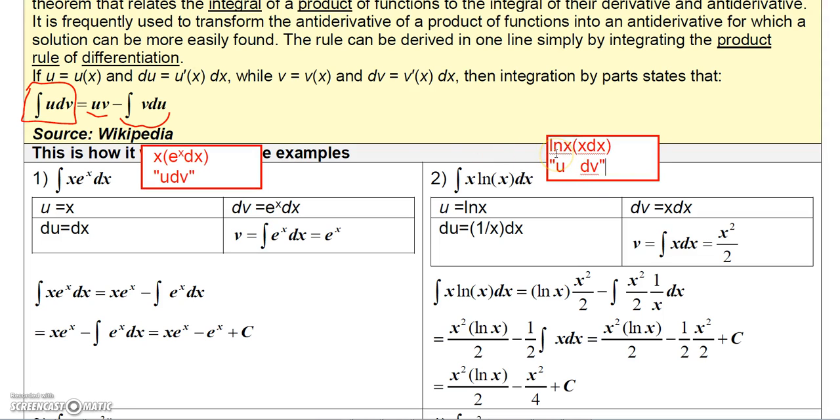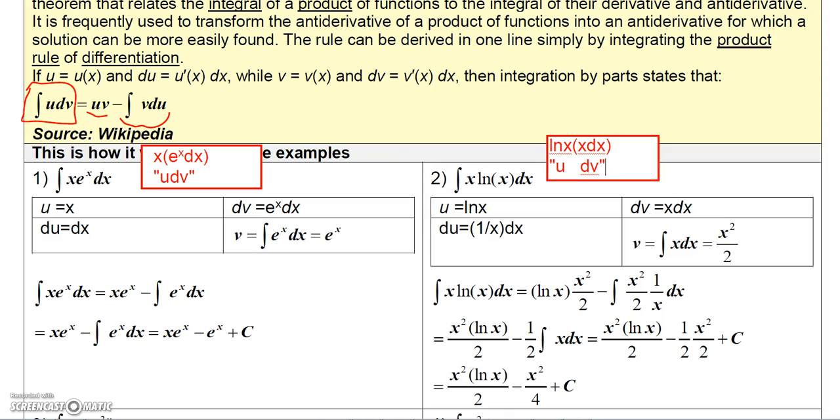So what I'm going to do here, as I showed you, is think of this as natural log of x first, then times x dx. That way I don't have to rewrite it; I'm just showing you this so you can see. I'm going to let u represent the natural log of x, and then dv is going to represent everything else, x dx. Okay, and that'll work out nicely for me there.